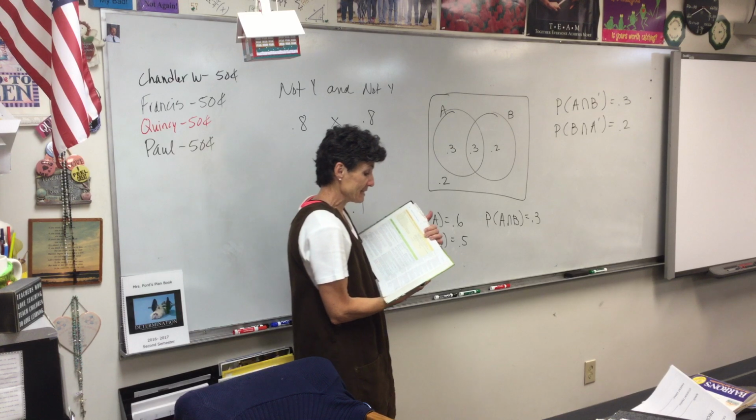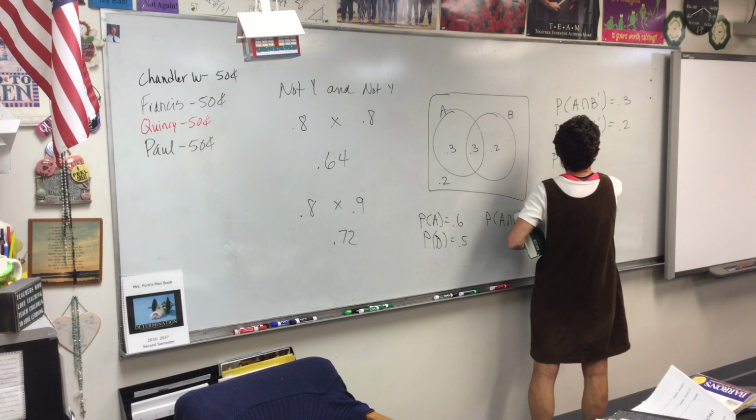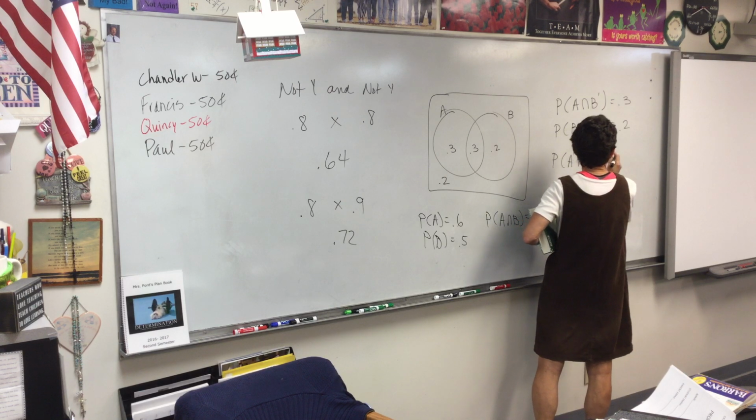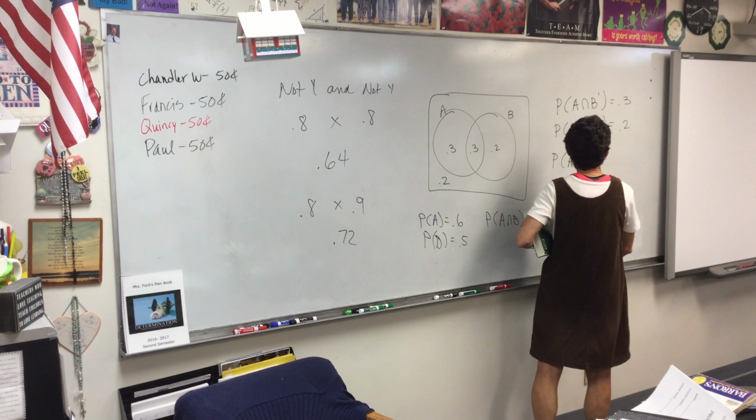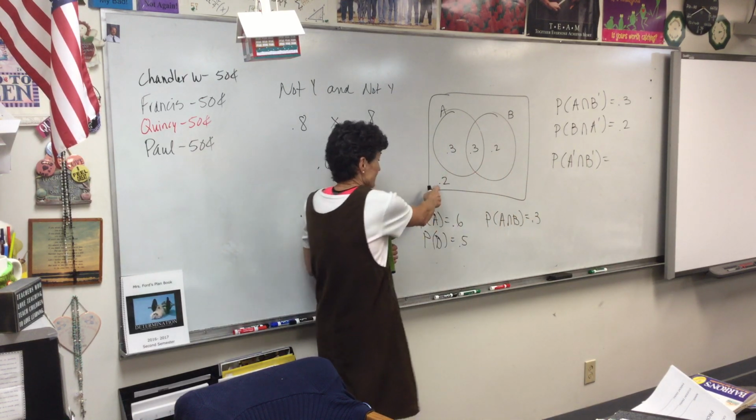Find the probability that neither A nor B occurs. So that would be not A and not B. You calculated that when you built your diagram. That's these guys, right?